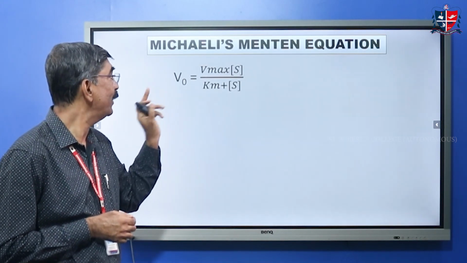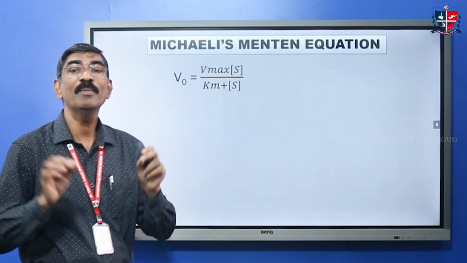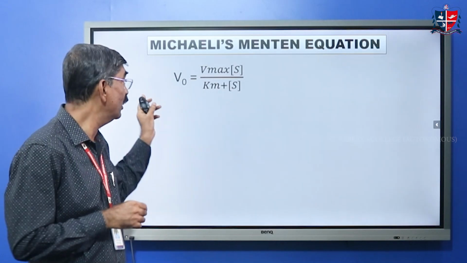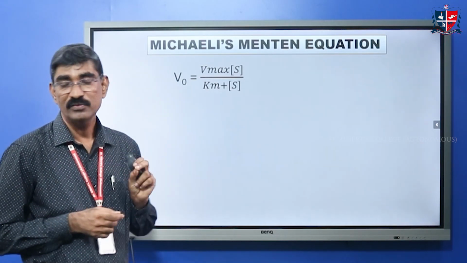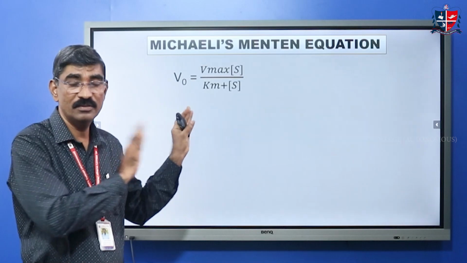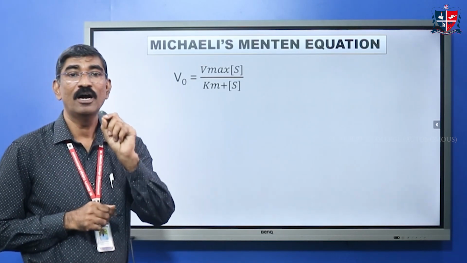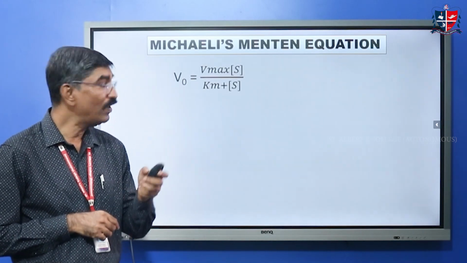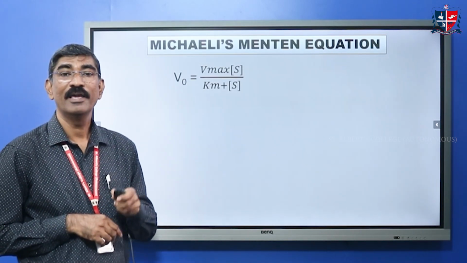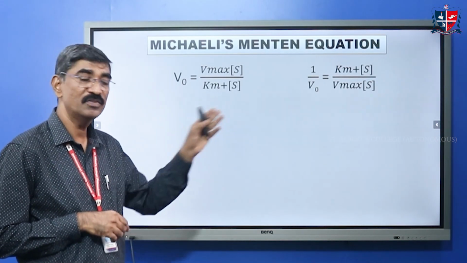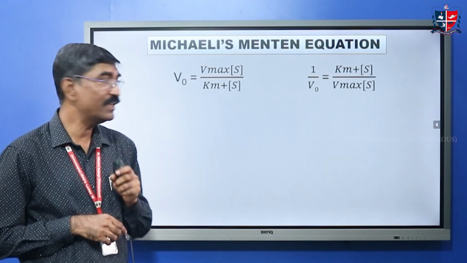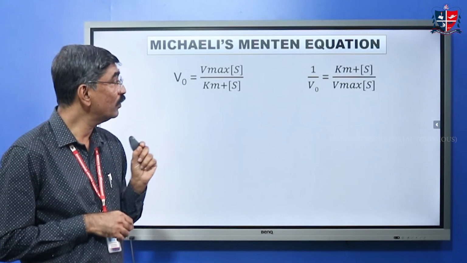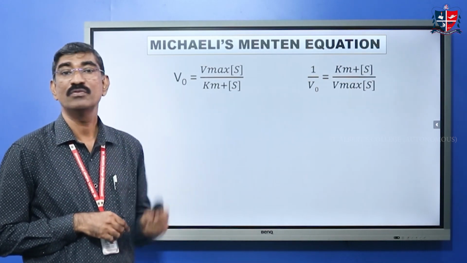shows the relationship between the substrate concentration and the initial velocity. You can see Vmax and Km on the right side, and this Vmax and Km are constants for an enzyme. So here the variables are the initial velocity and the substrate concentration. So this equation shows the relationship between the substrate concentration and initial velocity. Let me take the inverse of this equation. Then this equation will become 1 upon V0 equals Km plus substrate concentration upon Vmax times substrate concentration.